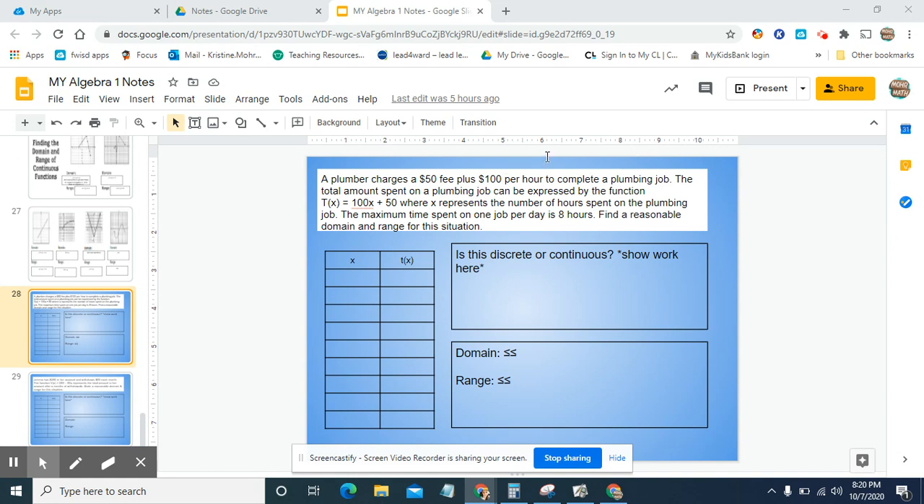So this here, the situation, before we talk about discrete or continuous, essentially to summarize everything, is a plumber is coming out, he has a set fee, and he charges per the hour that he is there. And he can spend a maximum of 8 hours on the job. So we need to find a reasonable domain and range. So with that, we have to first ask ourselves, is this discrete or continuous?